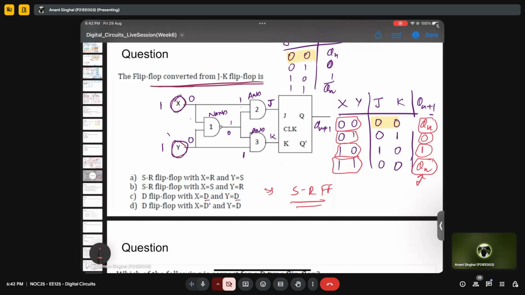So first of all, we can eliminate these two options directly because there are two inputs, X and Y, so it cannot be a D flip flop. X and Y should be in this order, S and R, so that when set is 0 and reset is 1, it should be 0. So S should equal X and Y should equal R to make this an SR flip flop, which is basically this particular circuit. So the correct answer would be option B. Is it clear to everyone?